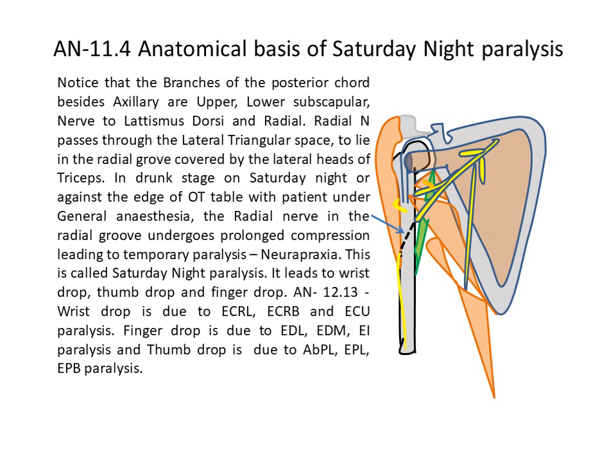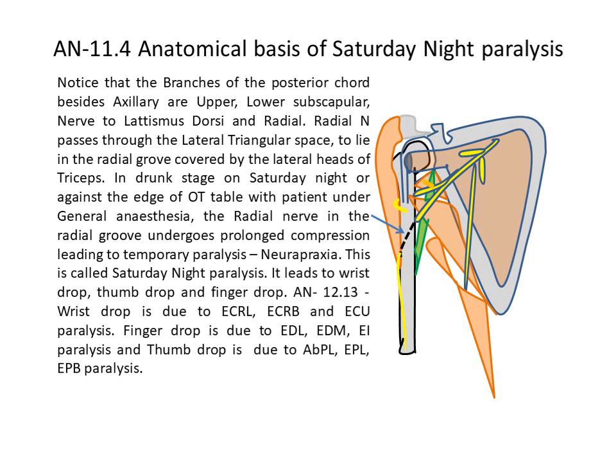The radial nerve passes through the lateral triangular space to lie in the radial groove, which is covered only by the lateral head of the triceps. In a drunk state on a Saturday night, or against the edge of the OT table with the patient under general anesthesia, the radial nerve in the radial groove undergoes prolonged compression, leading to temporary paralysis called neurapraxia. This is called the Saturday night paralysis. It leads to wrist drop, thumb drop, and finger drop.